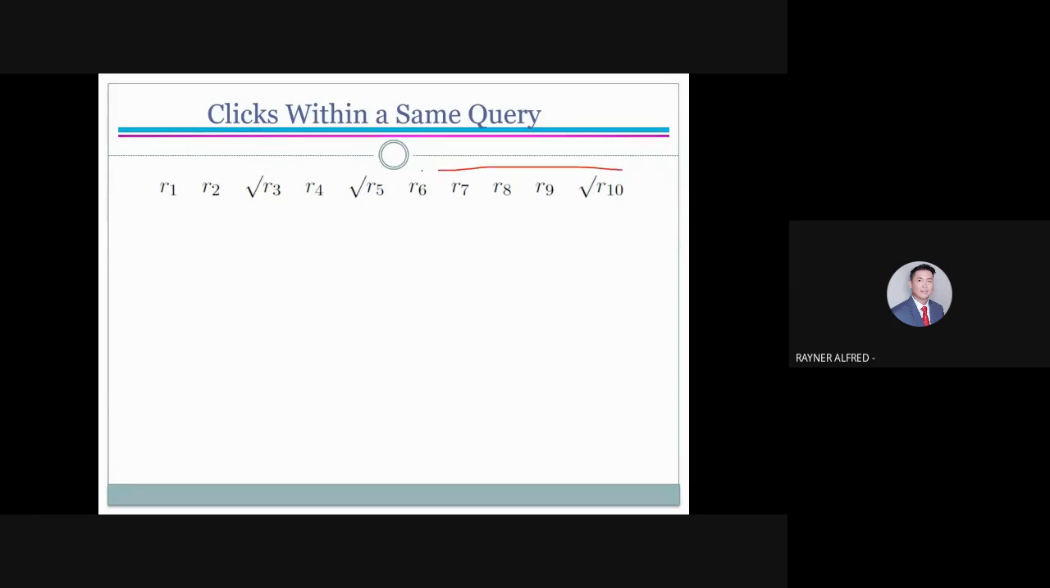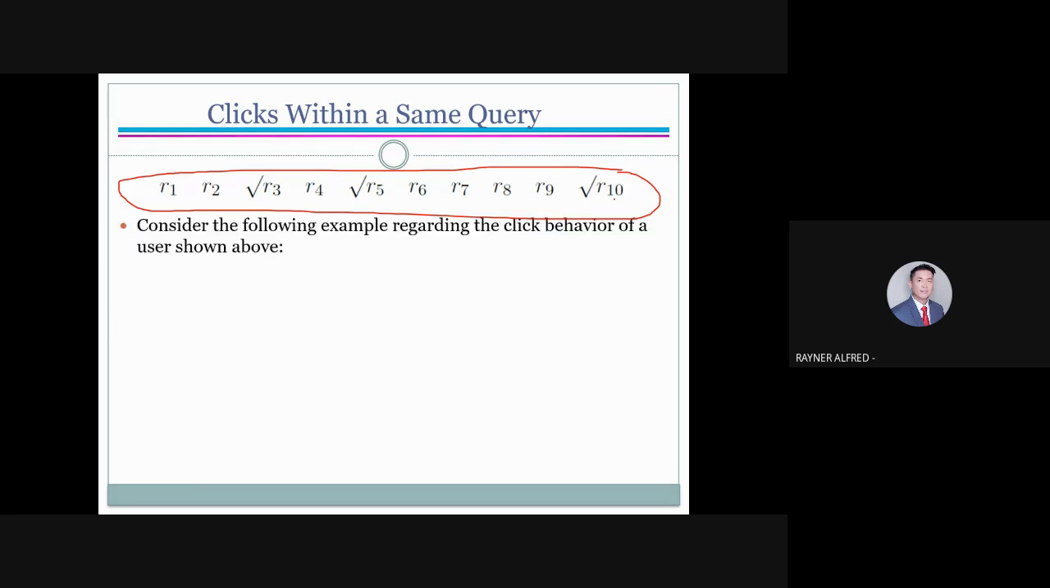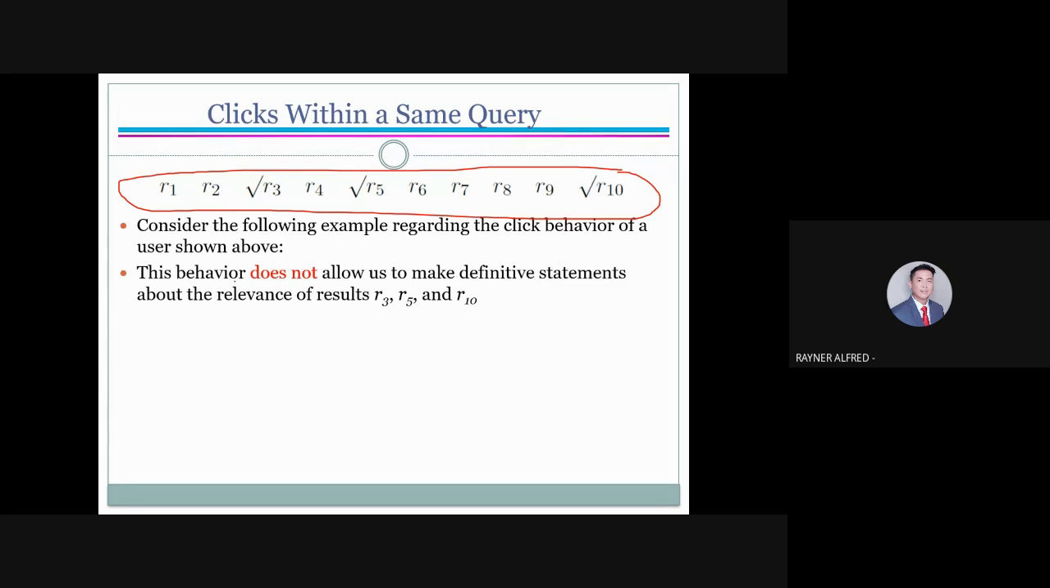So let's suppose we have all the results that we have, and we have the ranking, and the user clicks R3, R5, and R10. So only three documents are clicked by the user. This behavior does not allow us to make a definitive statement about the relevance of result 3, 5, 10. We cannot tell which one is more important.